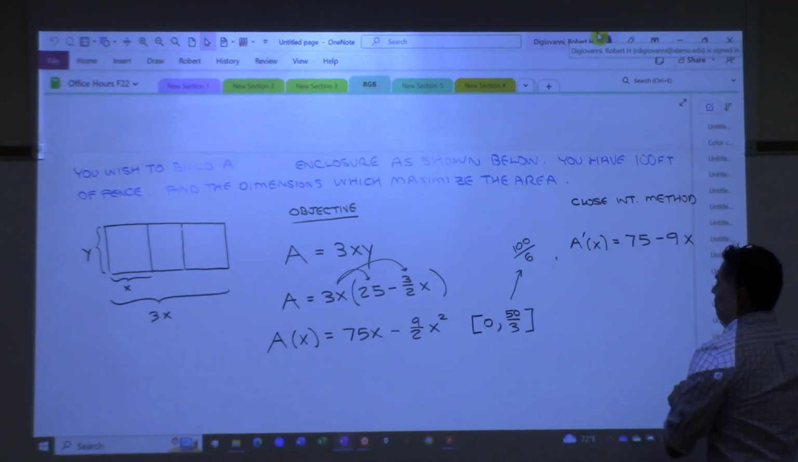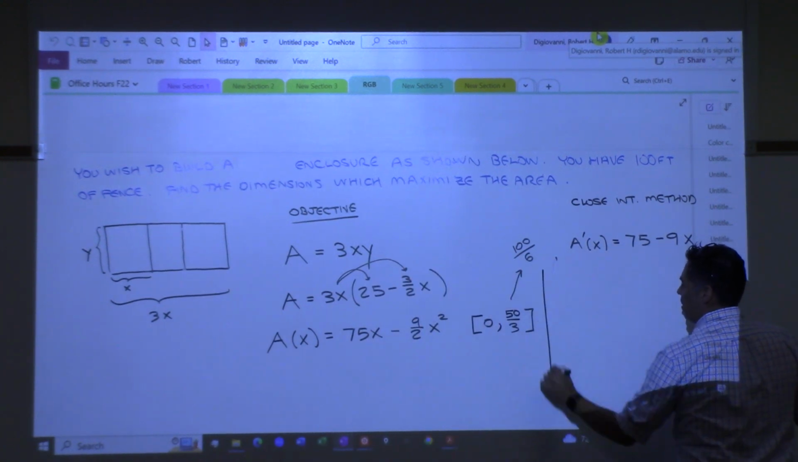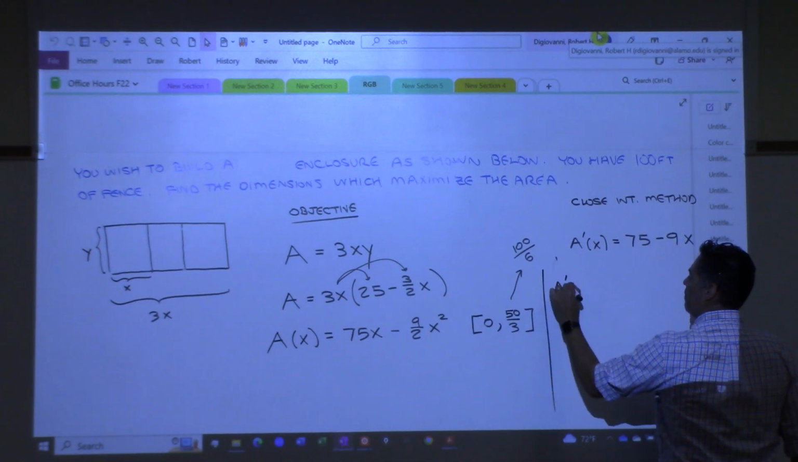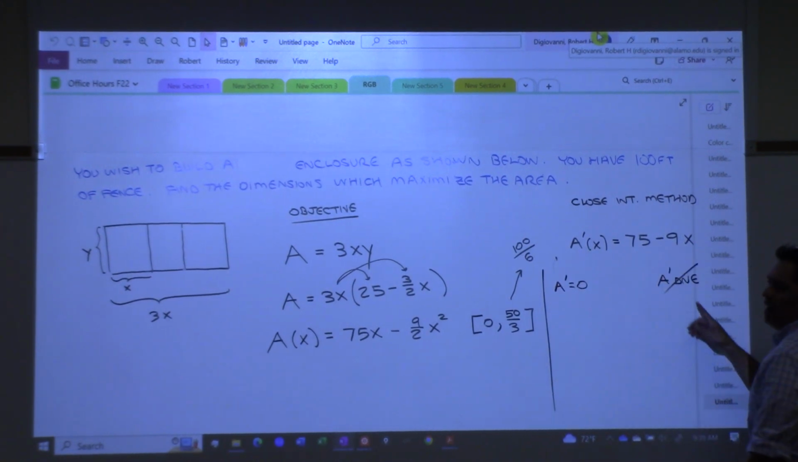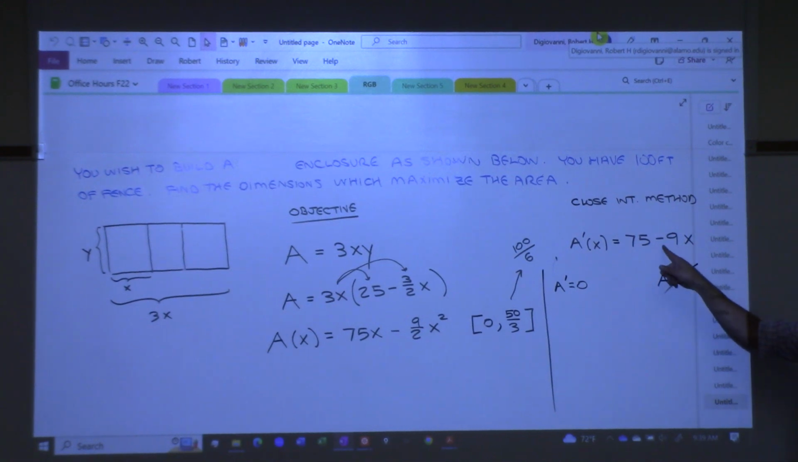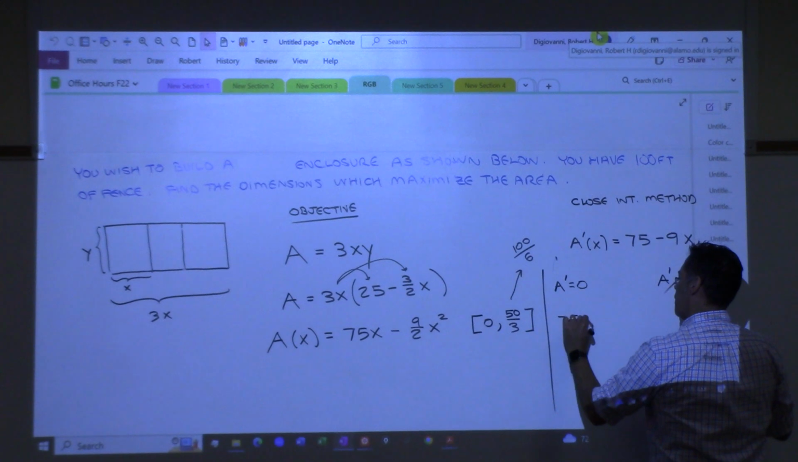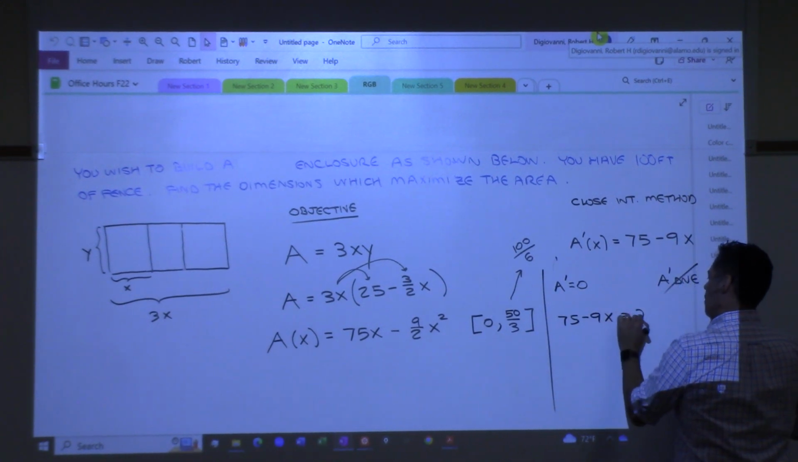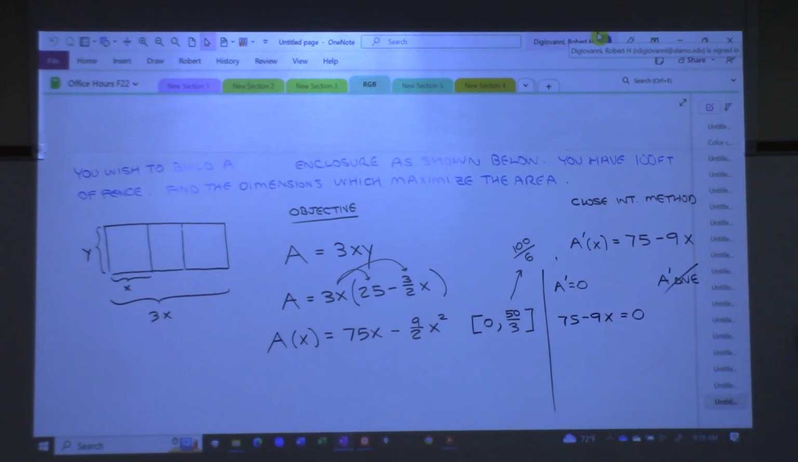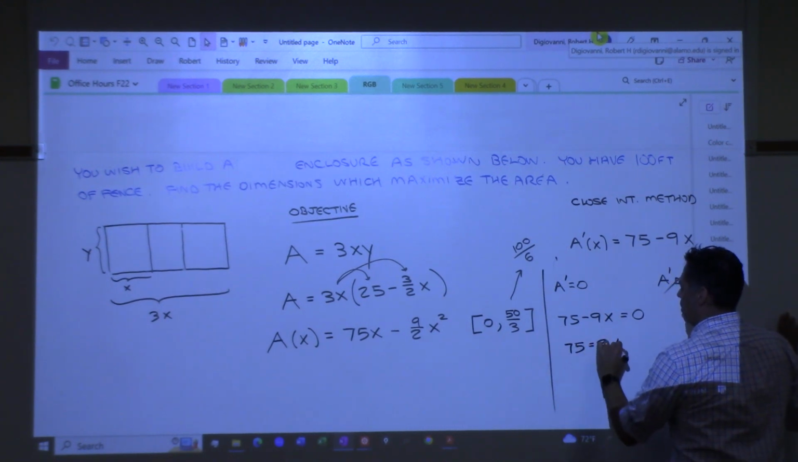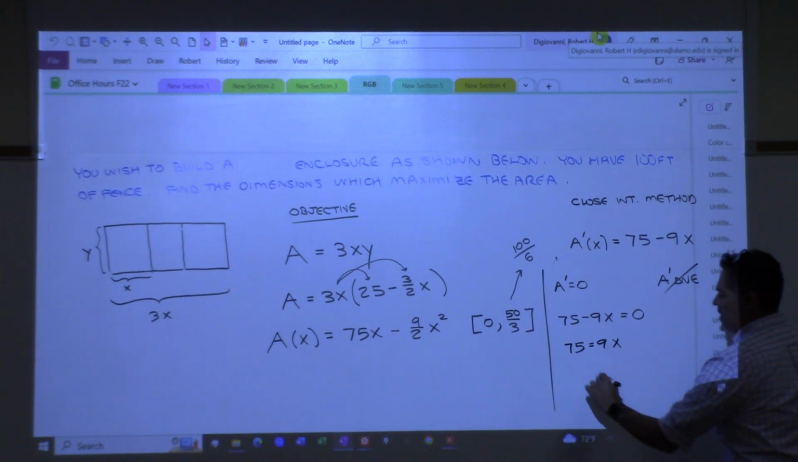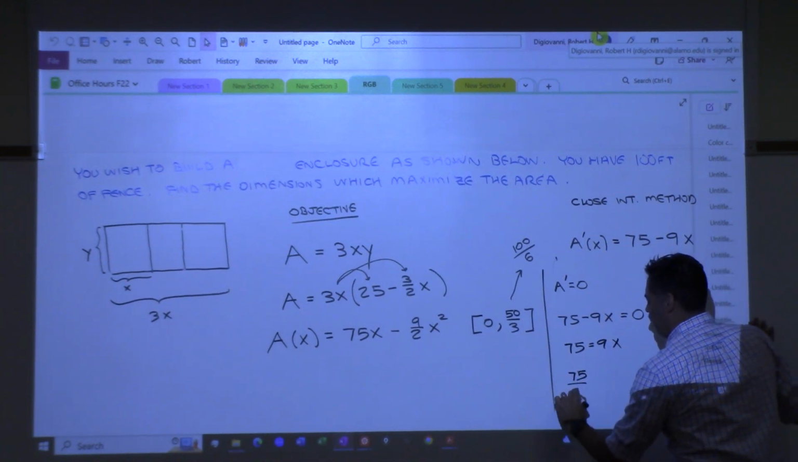All right. Take the derivative of this, right? We're going to do critical numbers. Where's the derivative 0? Where's the derivative not exist? Let me just throw this out right now. Does not exist doesn't matter because that's nice, right? Set that to 0. 75 equals 9x.